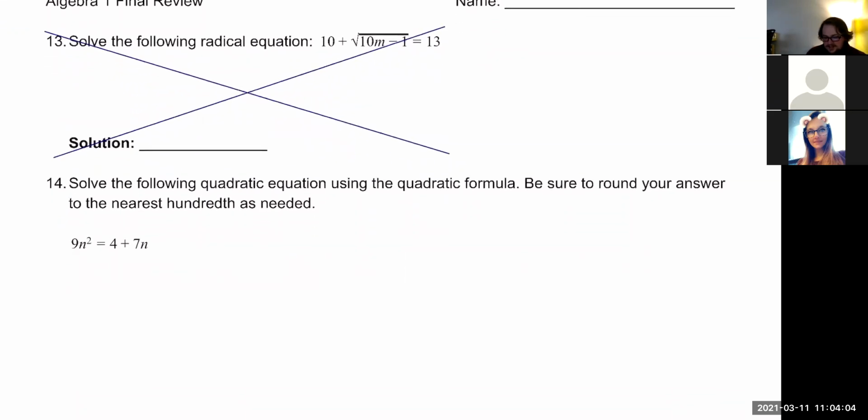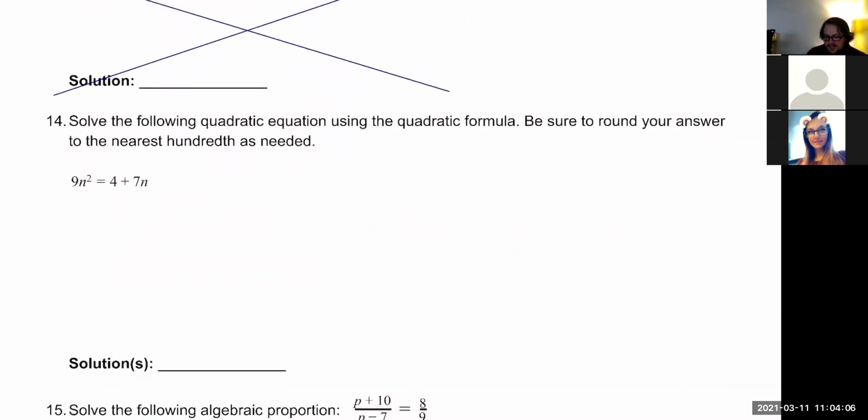Which is nice because then we go to 14 and we see 14 is going to take some work because we're solving a quadratic equation again, but this time, instead of using factoring, it's specifically asking us to use the quadratic formula. And as a reminder, it says, be sure to round your answer to the nearest hundredth as needed.